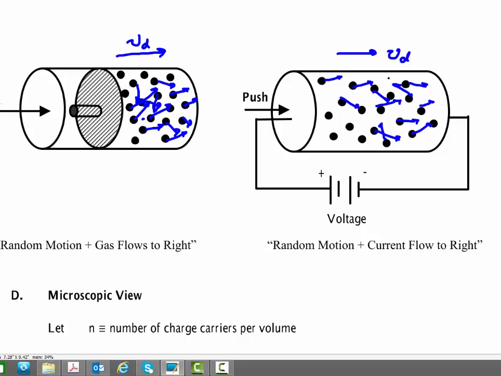In the next video, we'll go ahead and develop a formula for calculating this drift velocity and how it is related in the metal to various properties and to the value of the current.